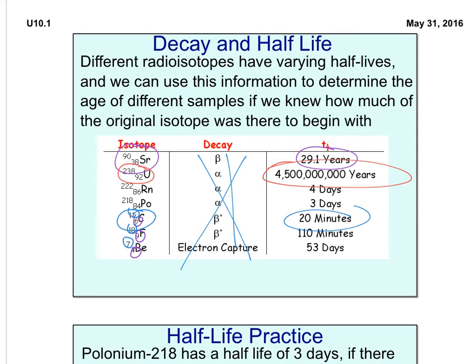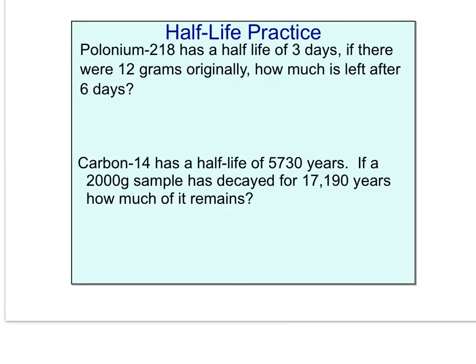And what's interesting is if you know how much sample you originally had, or how much sample you currently have, and you are aware of a radioisotope's half-life, you can then solve a bunch of different problems. So let's go ahead and look at some of those examples right now. For this first one up here, polonium-218 has a half-life of 3 days. So remember, every 3 days, half of the sample decays.